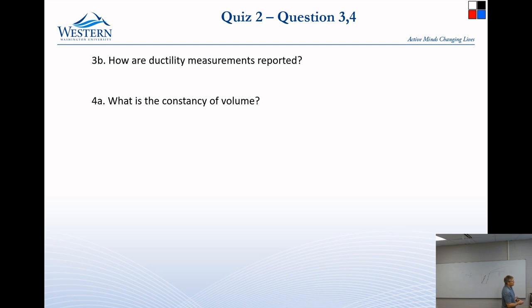How are ductility measurements reported? Yes. Percent elongation is one, and percent reduction in area. Are the two equivalent? No. They are not equivalent, and you cannot get from one to the other.